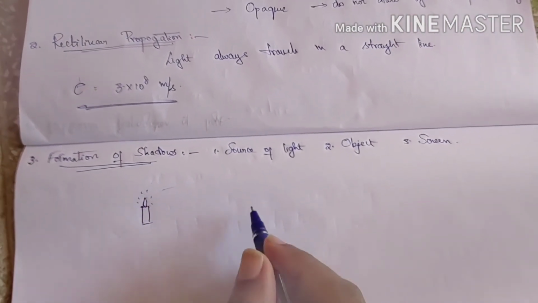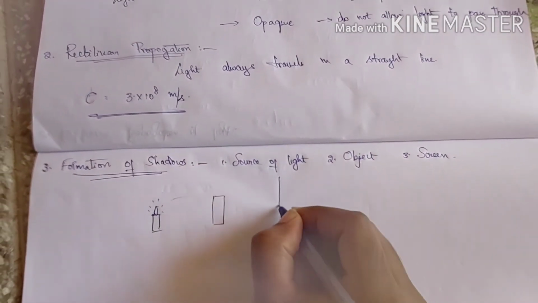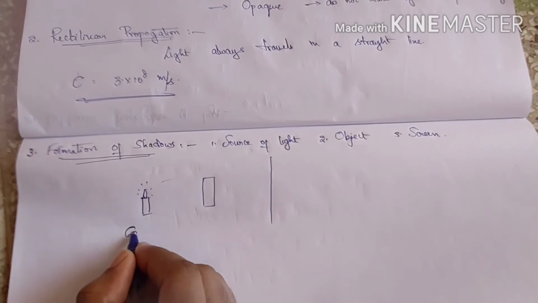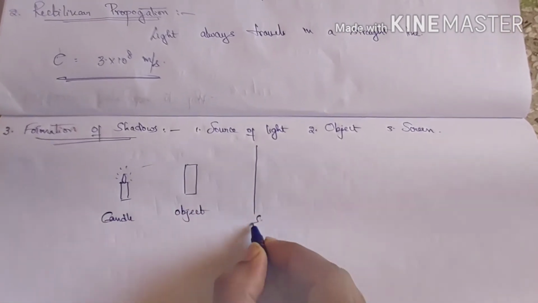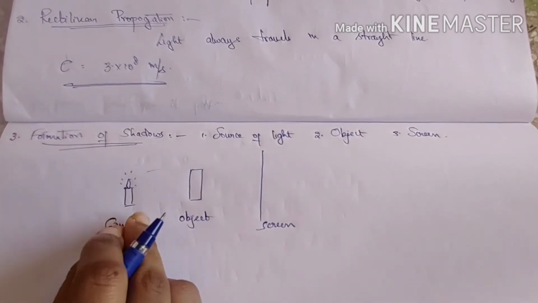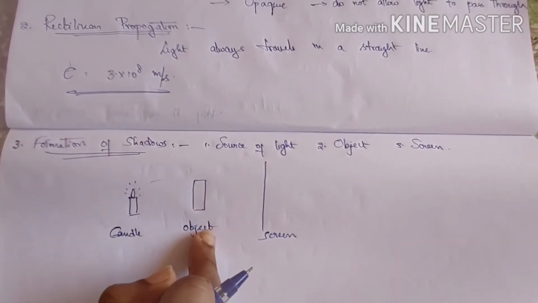A candle will emit light, no? So when I keep an object here and there is a screen, let's take this as a wall. Candle, object, screen. So when this candle is lit, the light of this candle will fall on this object, right?